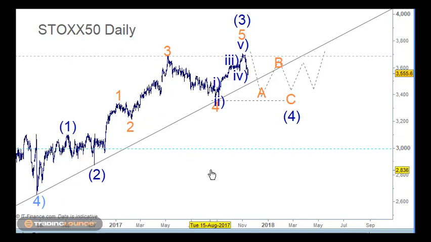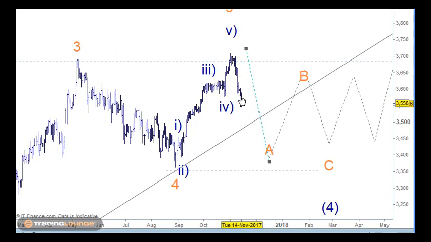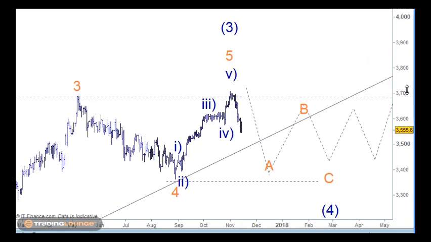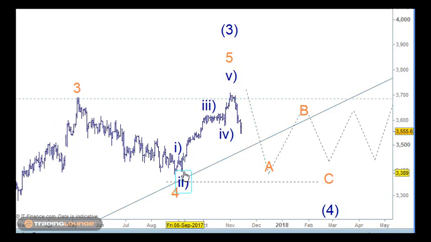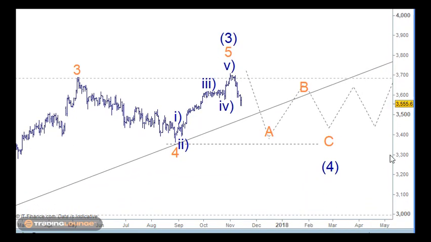I'd like to start with the Stoxx50 here on the daily chart for a couple of reasons. Here is that market, certainly one of the ones that are leading to the downside here, and we've completed five waves up here of wave 5, of wave 3 here. And now we're entering into this wave 4 here.